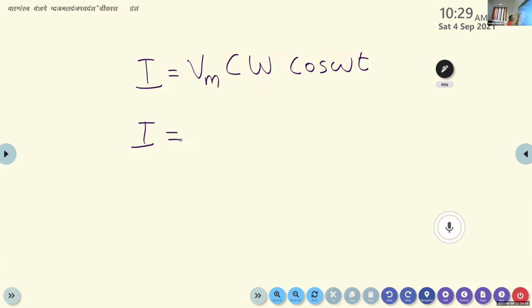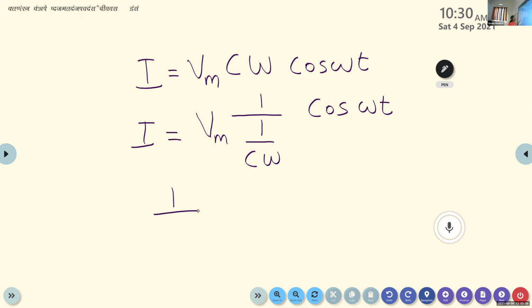Or we can write I is equal to Vm into 1 by C omega. So in effect, it becomes C omega itself. So we can write I is equal to Vm into 1 by C omega into cos omega t. So this C omega is represented like this. We have replaced it in the form of 1 by C omega. So I is equal to Vm into 1 by C omega into cos omega t.